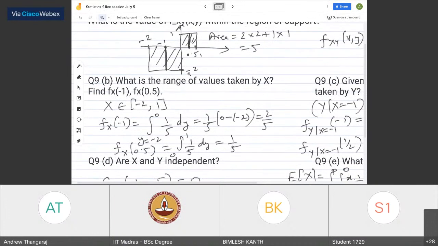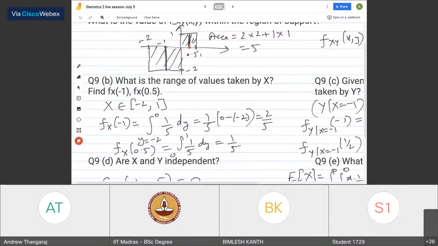X belongs to (-2, 1), that is the range of values that x takes, right? You can see that -2 to 1, that's the range of values in y. At -1, notice y goes from -2 to 0, okay? So you can integrate from -2 to 0, 1 by 5 dy. So that will be just 1 by 5, 0 minus -2, so that's 2 by 5. So if you can do that with integration, or just look at that, you'll see that 1 by 5 is flat all the way from 0 to -2, so that's 2 by 5, okay?